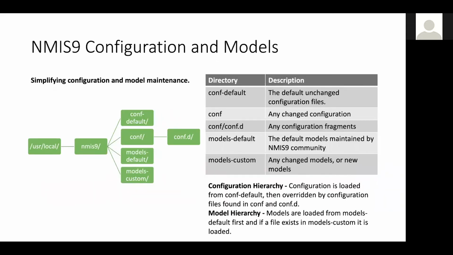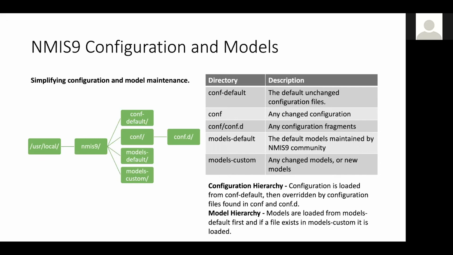So the next big concept is NMIS9 configuration and models. So what changes here? We now have this base concept. By default you'd be in /usr/local/nmis9. You have this directory called conf-default, and then you have a conf directory. Let's say you had not modified the services.nmis, where you would modify services monitoring configuration for servers or for other devices. It would only live as the one that we've shipped with the source in conf-default. No need to modify it.